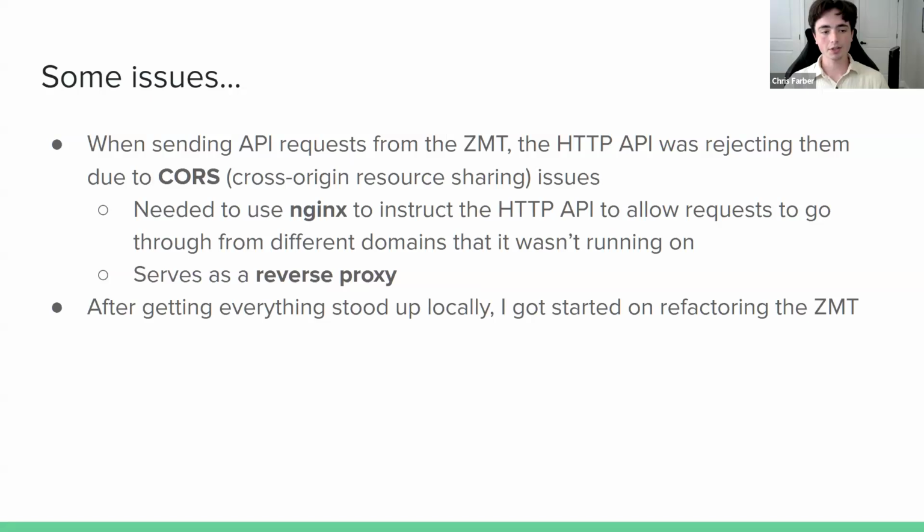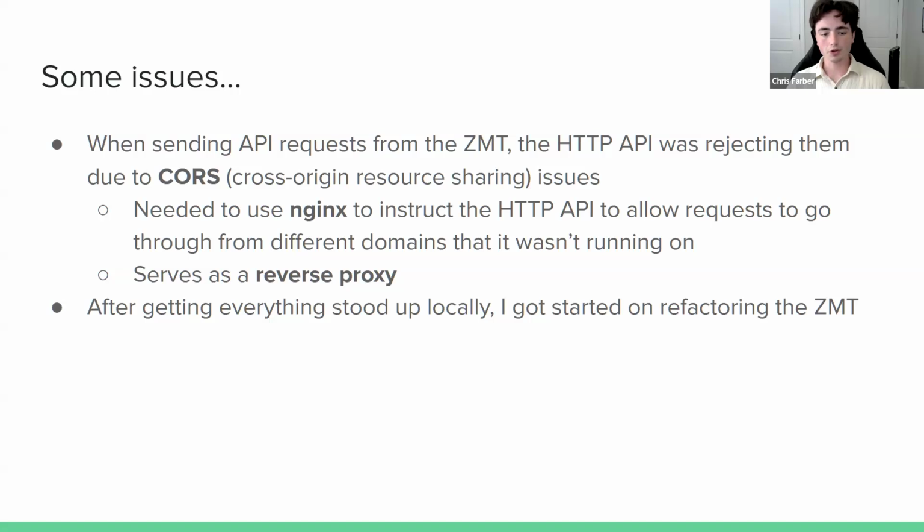And so some issues I had when getting started, probably the main issue had to do with CORS, which if you are a web developer, you have likely run into issues with this. CORS stands for cross-origin resource sharing. Basically what was happening was that the requests being sent from the ZMT that was running on my own localhost were being rejected by the HTTP API due to the fact that it was running on a different domain, on a virtual machine.